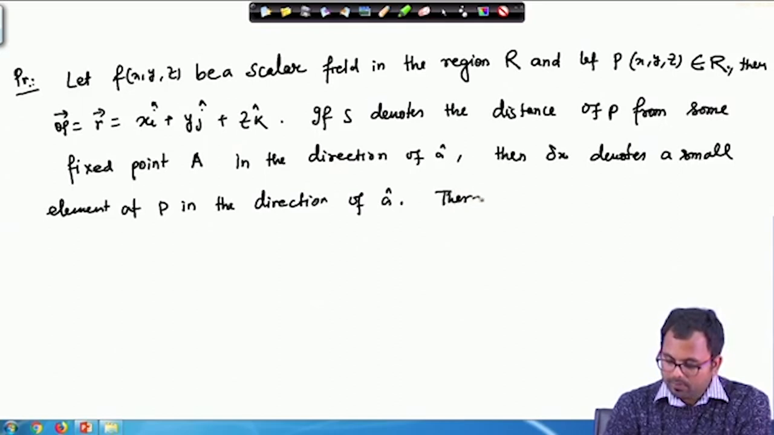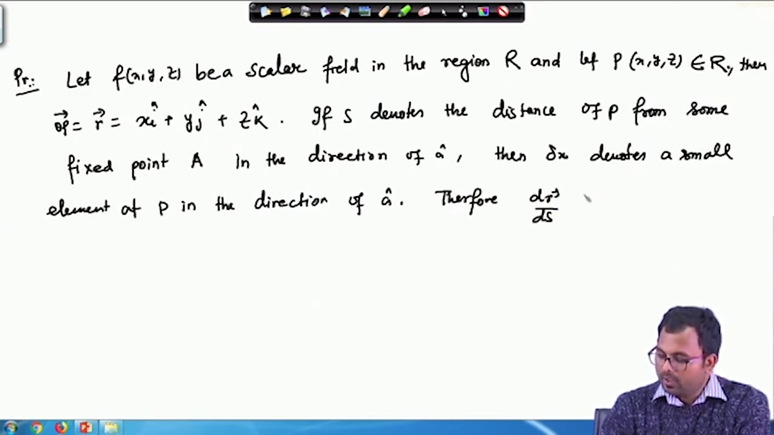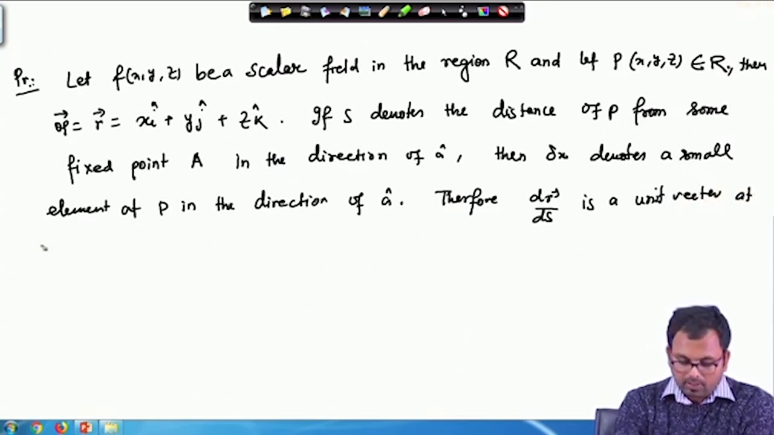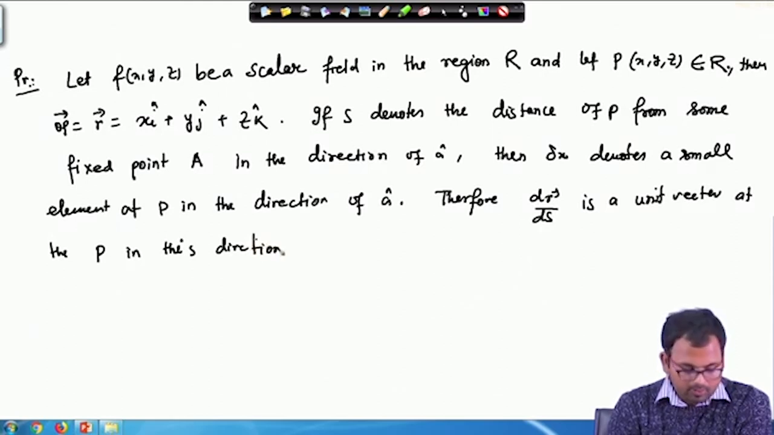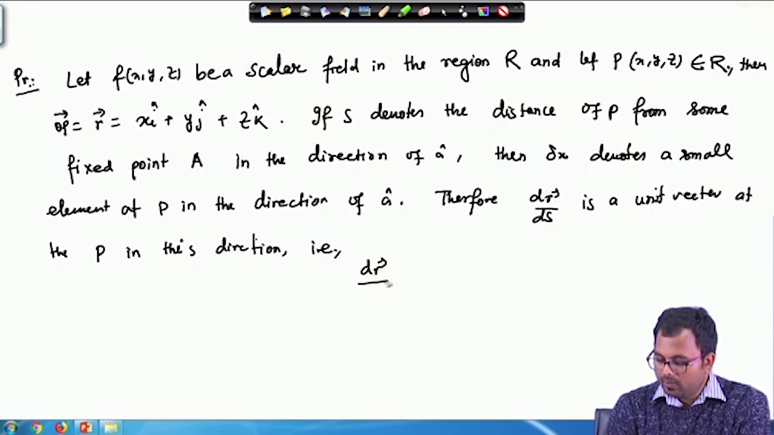And therefore, dr/ds is a unit vector at the point P in this direction, that is, dr/ds is equal to a cap.